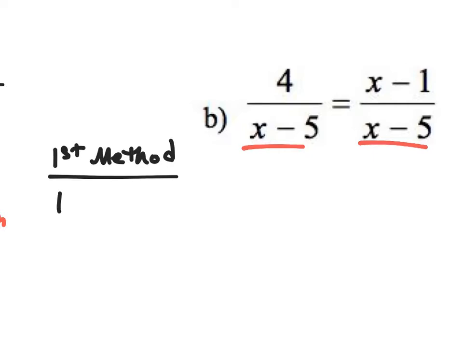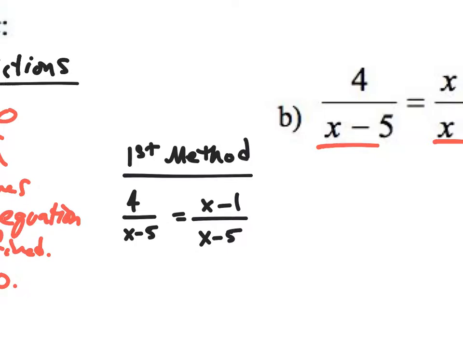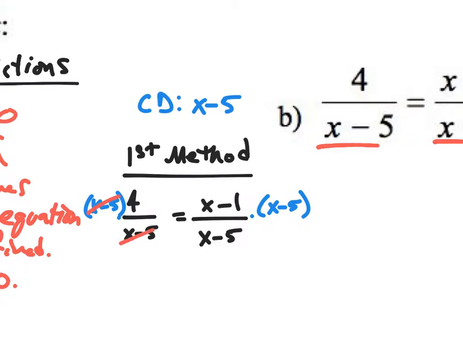So first method, let's just write it out. 4 over x minus 5 is equal to x minus 1 over x minus 5. Now, what I notice is that my common denominator, CD, is just x minus 5. So if I multiply everything by x minus 5, then these things are going to divide out, and we're just going to get rid of that factor of x minus 5. Then we get 4 is equal to x minus 1.